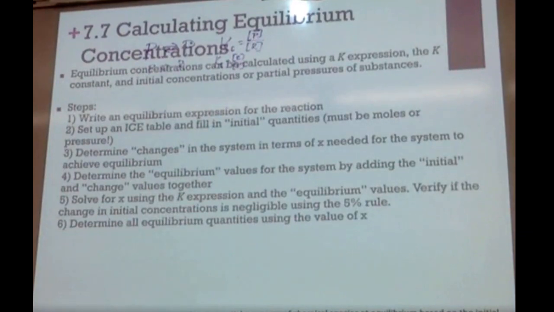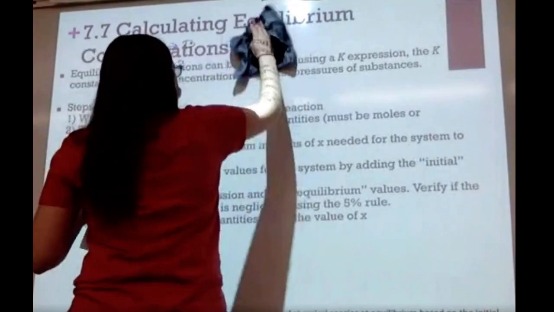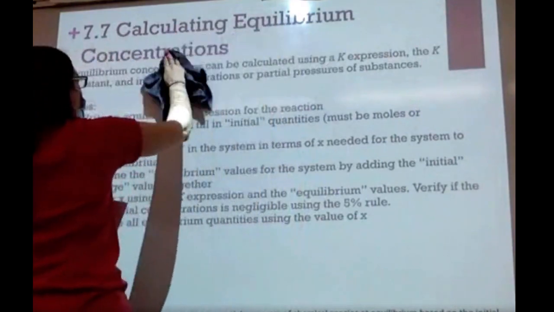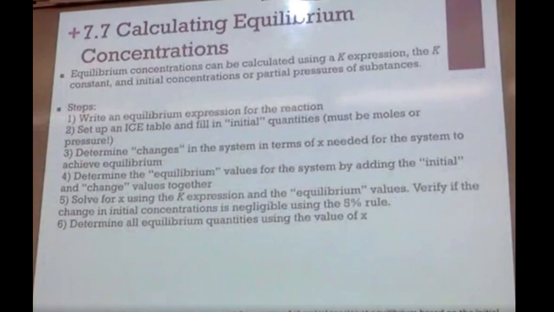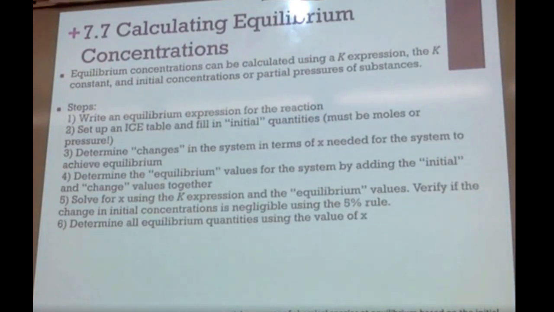So then topic 7, this is calculating equilibrium concentrations. So instead of an equilibrium constant, now we're looking at concentrations. Well, this is a little bit different than when we were just calculating the constant. Equilibrium concentrations are calculated using the value of K. And then typically, if we're calculating equilibrium concentrations, they probably are going to give us initial. Well, our steps to solving equilibrium concentrations. Again, always write your equilibrium expression, your Kc or your Kp expression.